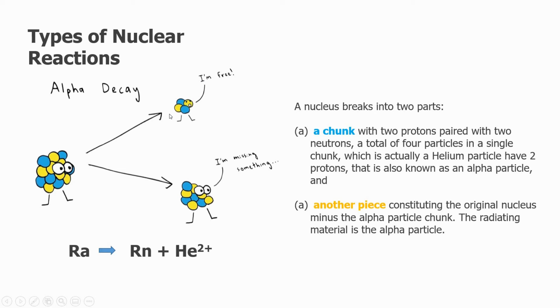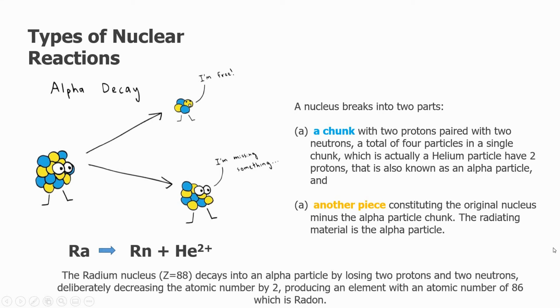So for alpha decay, which is the first type of nuclear reaction, this is what radiates. The other piece constitutes the original nucleus minus the alpha particle chunk. So the radiating material is the alpha particle. For instance, when radium decays through alpha decay, it becomes radon, and it releases helium 2+, which means an alpha particle. Remember that alpha particles are made of helium.